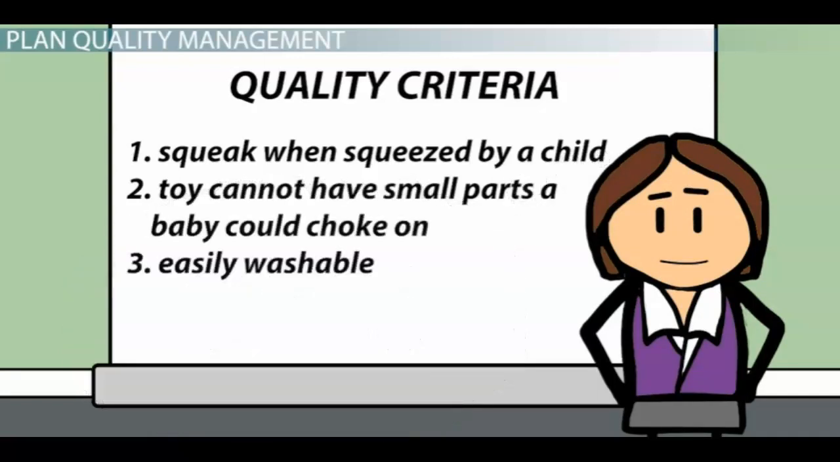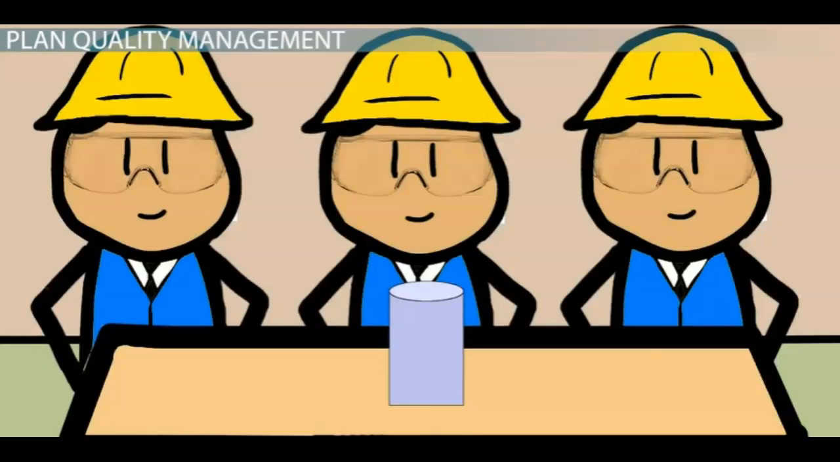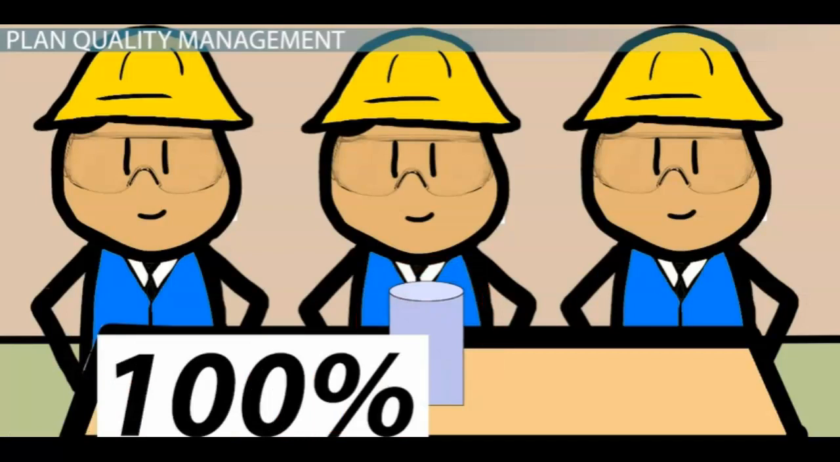Our second criteria is that the toy can't have small parts a baby could choke on. To measure this, our team will use a specialized small part cylinder to ensure no part is small enough to present a choking hazard. Any part that fits inside the cylinder is too small. The standard for this quality criteria is 100%, meaning all parts must pass this test.